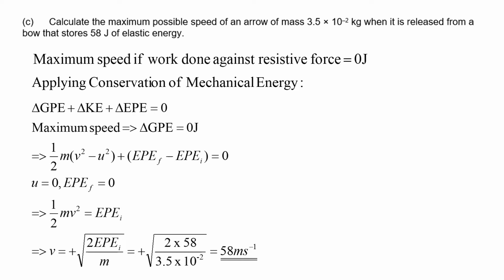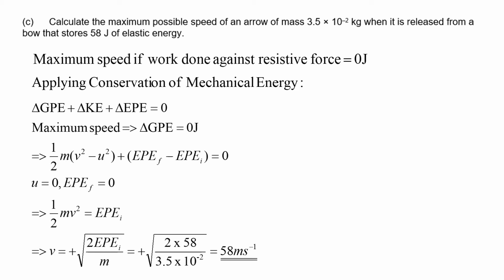So essentially, if the work done is 0, if we add together all the changes, that should equal 0 as well, because total energy stays the same. And if we are essentially going to say it's not going to gain any height, so we'll say the change in GP is 0, we can then generate an expression. The initial speed of the arrow is 0, so we can make u equals 0. The final elastic potential energy is going to be 0, because we'll get maximum speed if all of the elastic potential energy is turned into kinetic energy, which leaves us with this expression, half mv squared is equal to the elastic potential energy to start with, which we can then rearrange to make velocity the subject. We want speed, so I'm just going to take the positive root, which comes out as 58 meters per second.